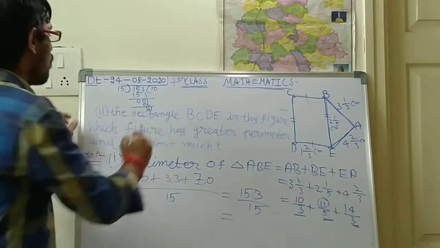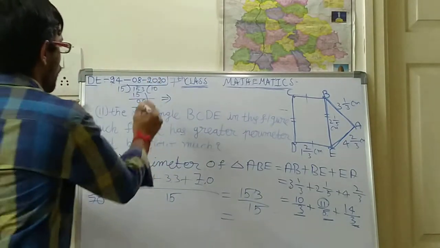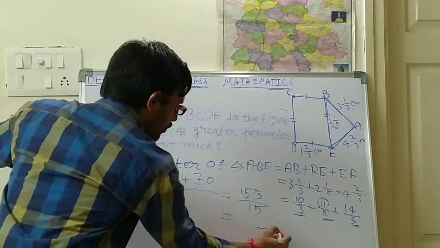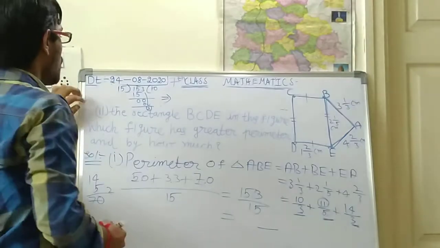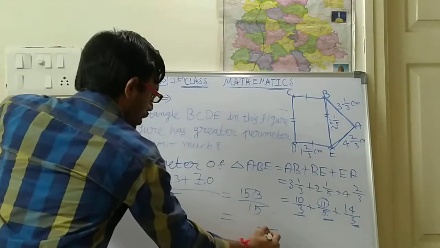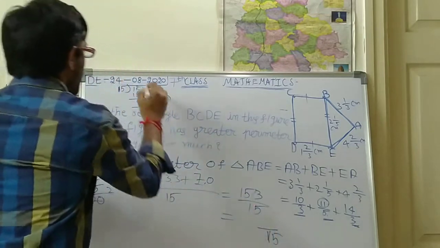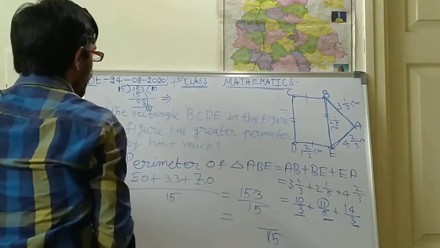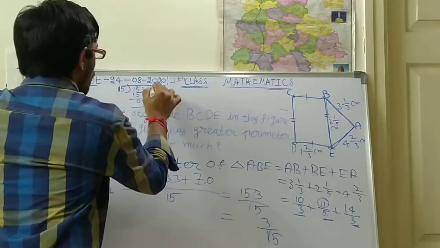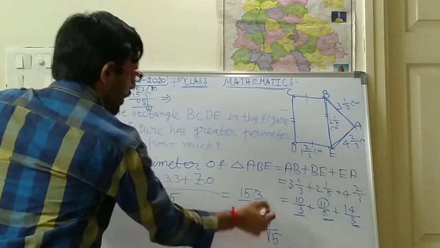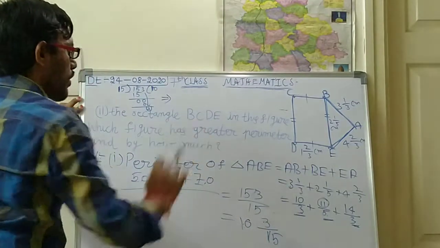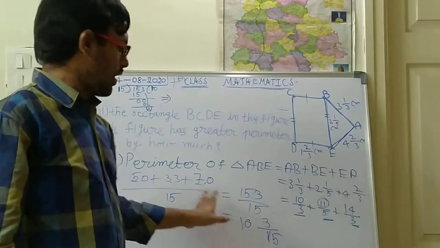Now how should you write this as a mixed fraction? There should be two numbers. One is a proper fraction. In the proper fraction, what should be the denominator? The denominator should be this divisor only, 15. Next, the numerator should be 3. And what is the whole number? The whole number is 10. So 10 and 3 by 15 is the mixed fraction of the perimeter of triangle ABE. Okay, so this is completed.